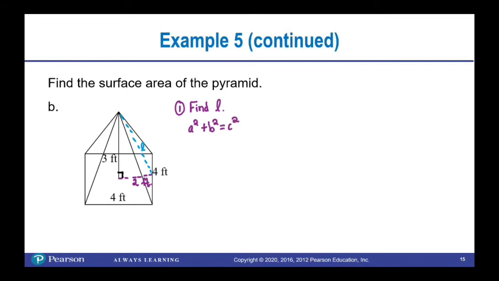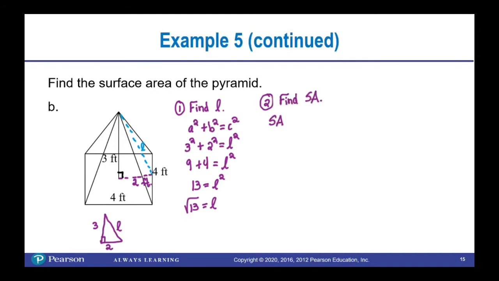Use the Pythagorean theorem, a squared plus b squared equals c squared. And if you need to, draw your triangle out to the side. Plug in 3 for a and 2 for b. 3 squared is 9, 2 squared is 4, and 9 plus 4 is 13. Use the square root property, and we get that L, our slant height, is the square root of 13.